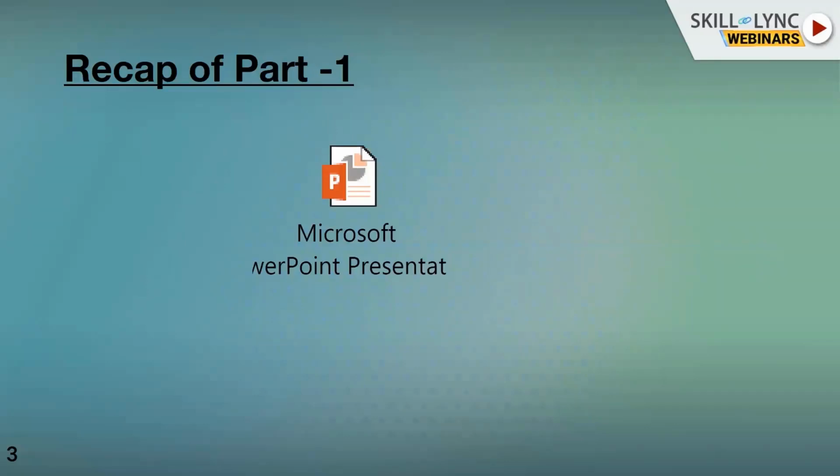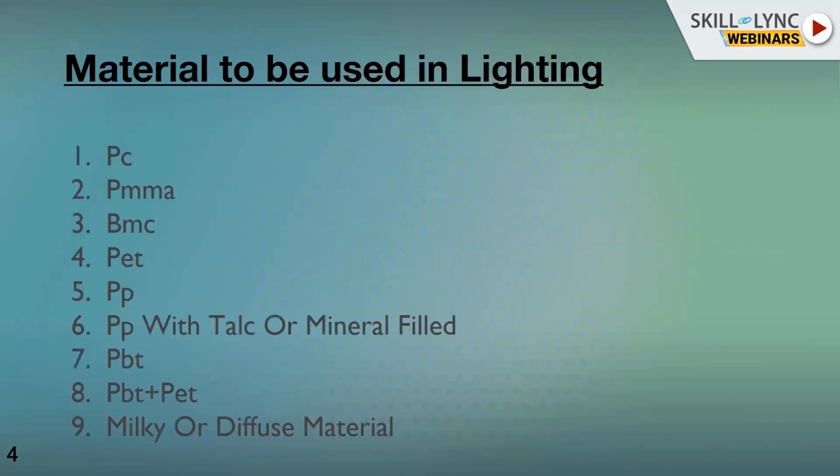Now let's jump to the next part, that is the materials which are being used in lighting. So PC, polycarbonate, PMMA, BMC, PET, PP, PP with dark filler and mineral filler, PBT, PBT plus PET, and milky or diffuse material. These are the major materials we are using in lighting. However, the choice of material depends on the requirement.